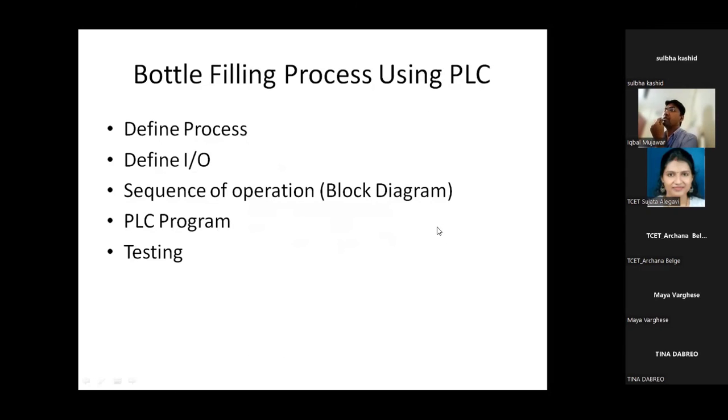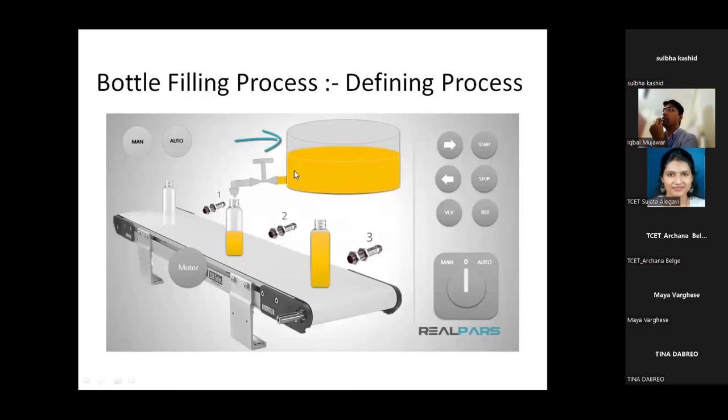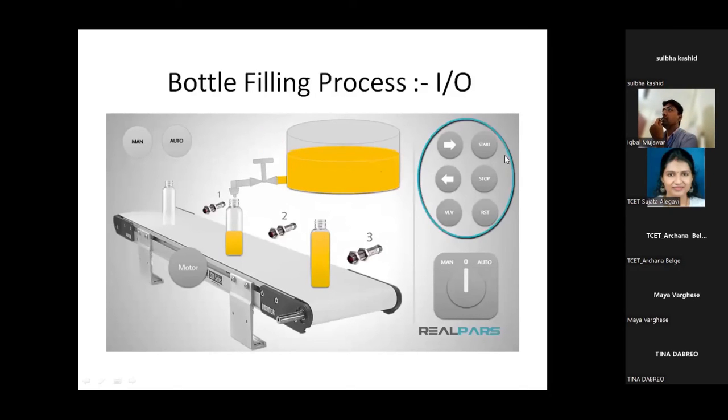As we saw on the previous slide, whenever we need to create any kind of PLC program, we need to define the process first: how many input pins there are and how many output pins there are. We need to develop the block diagram, then develop the PLC program, and at the end, test it. Then let's define the program. As I said, the liquid is in the tank, and we need to fill that liquid into the bottle. Here, some control push buttons are provided on the panel to control this device.